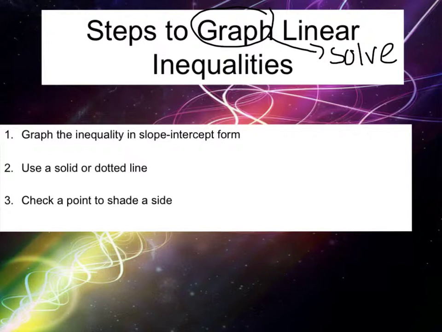So here are the 3 easy steps. 1, graph the inequality in slope-intercept form. So we're going to have y, an inequality symbol in the box, mx plus b. Notice the y is isolated. We need to have it in slope-intercept form.